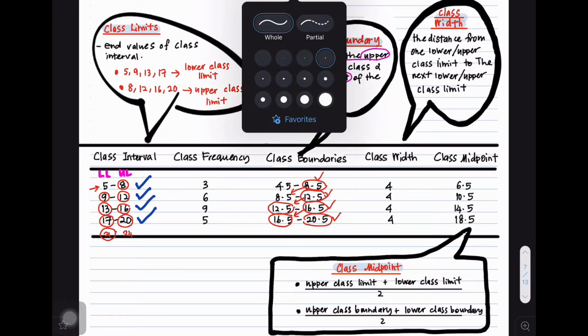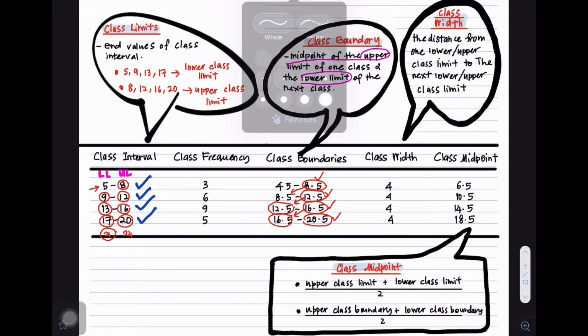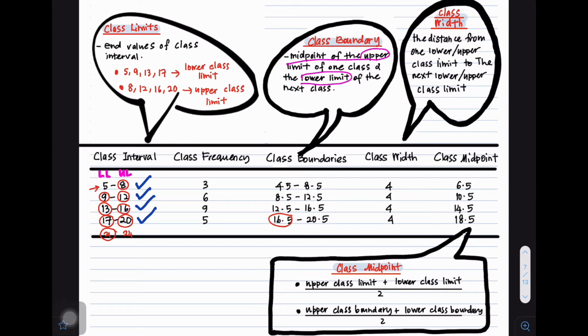But then, the class boundary. But then you have another method on how to find the class boundary. Ada cara lain macam mana nak cari class boundary. Okay, class boundary ini adalah 0.5 sebelum dan 0.5 selepas. 0.5 sebelum apa? Okay, you already have your lower limit and your upper limit here. So, apa dia class boundaries? Class boundaries ini adalah 0.5 sebelum lower limit dan 0.5 selepas upper limit.